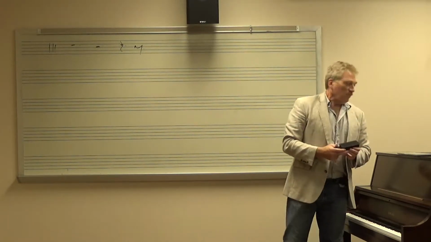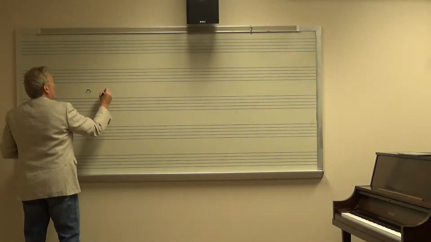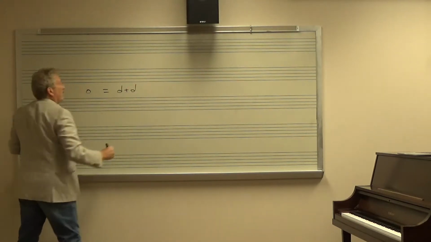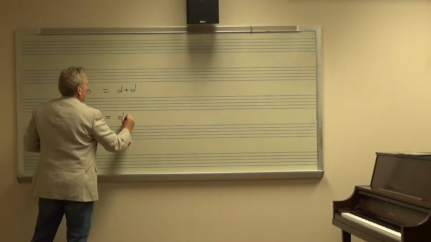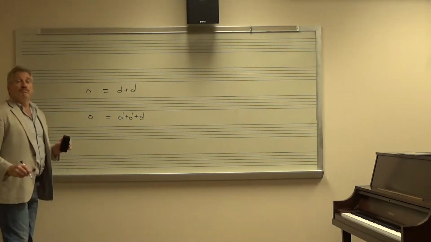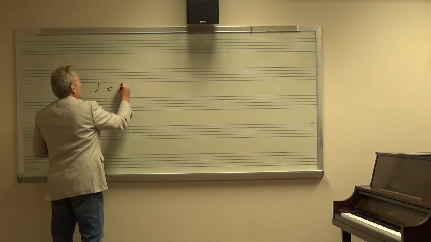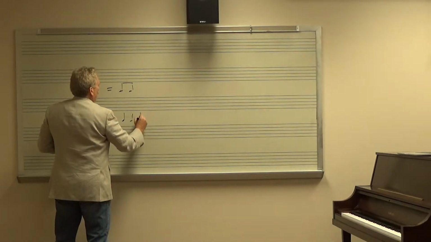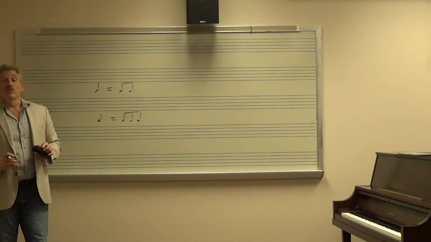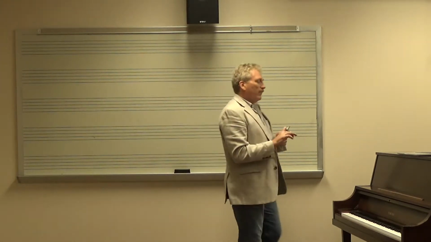So once again, simple time, let's take the whole note, equals 2 half notes. Compound time, a dotted whole note, would be 3 half notes. Simple time, a quarter note, 2 eighth notes. Compound time, dotted quarter note, being together, 3 eighth notes. Okay, so we have our idea of divisions.